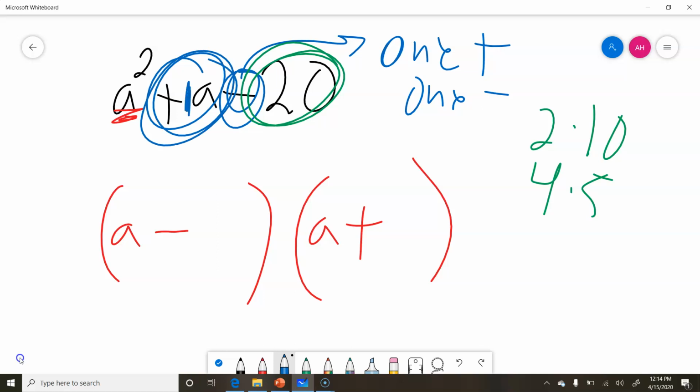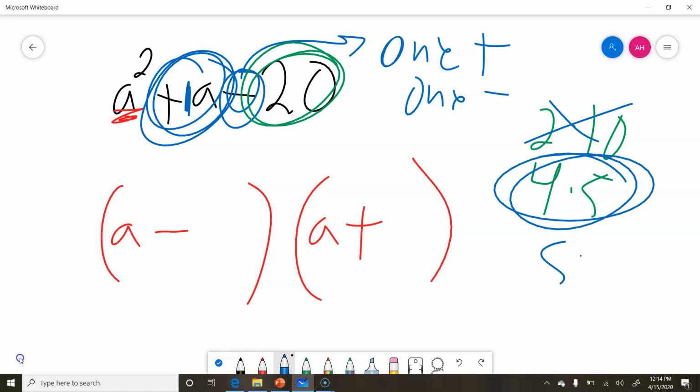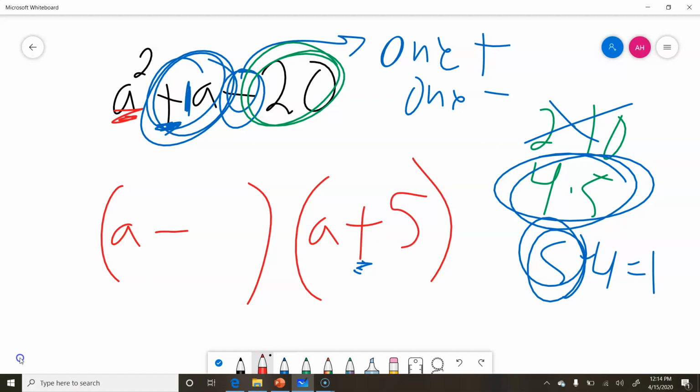1a. Well, obviously 2 and 10, that's not going to give me a 1. But 4 and 5 will, because 4 minus 5 is 1. So the question is, which one needs to be bigger? Which one needs to have the positive sign in front of it? Well, it's going to be a positive here, so I need to make the bigger one have the positive here. So I have a plus 5, a minus 4.